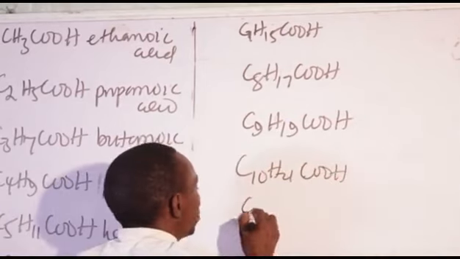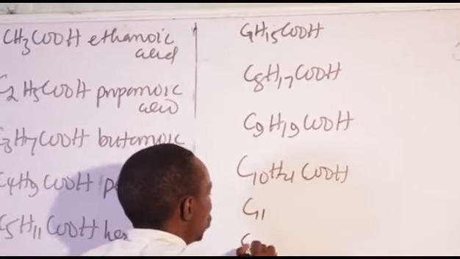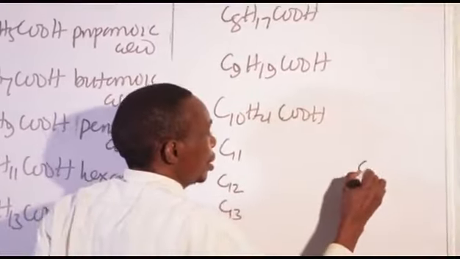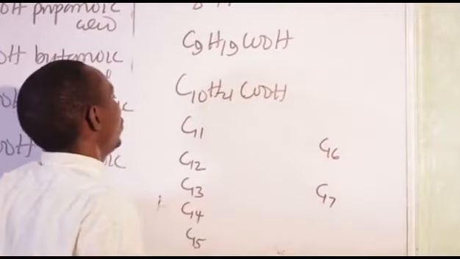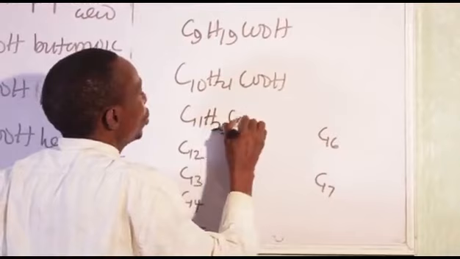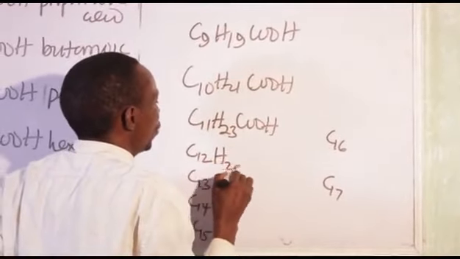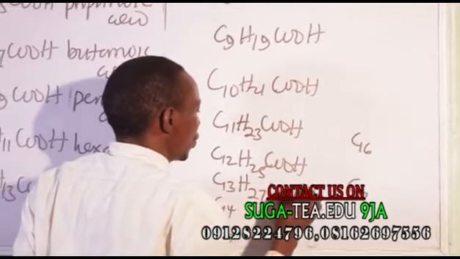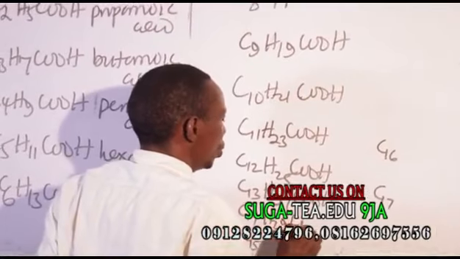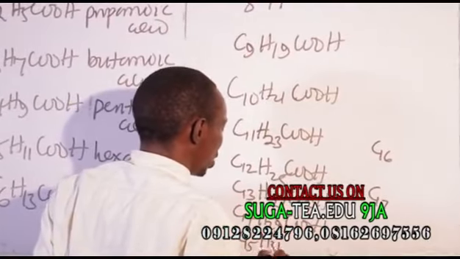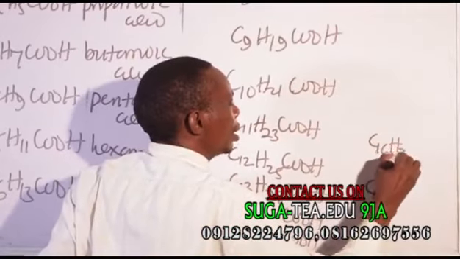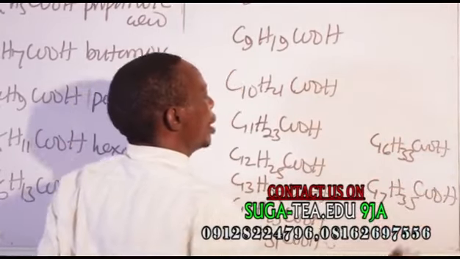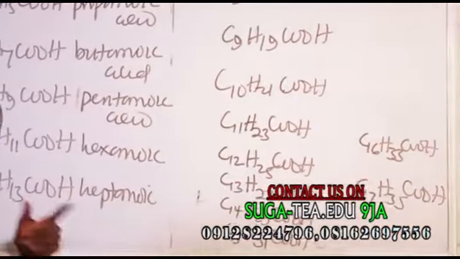the higher members. Let me talk about members like C11, C12, C13, C14, C15, C16, C17, C23 COOH, C25 COOH, C27 COOH, C29 COOH, C31 COOH, C33 COOH, C35 COOH. Higher members of this group are relevant in chemistry.